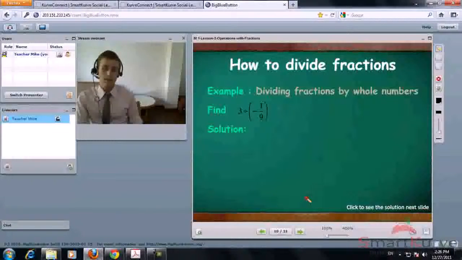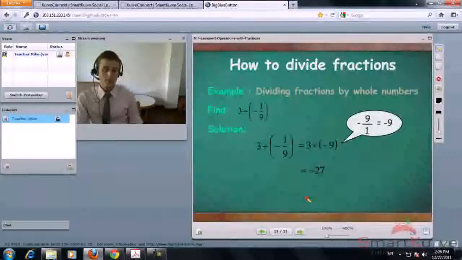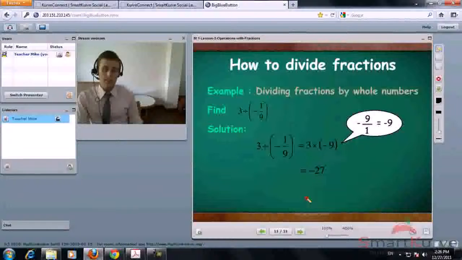How to divide fractions. Dividing fractions by whole numbers. We have 3 divided by -1/9. 3 times -9. The reciprocal of -1/9 is -9/1, which is the same as a whole number, -9. 3 times -9 is -27.